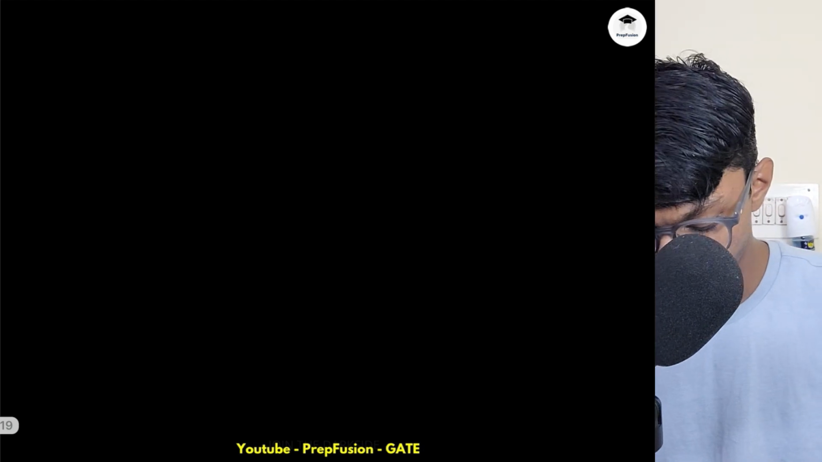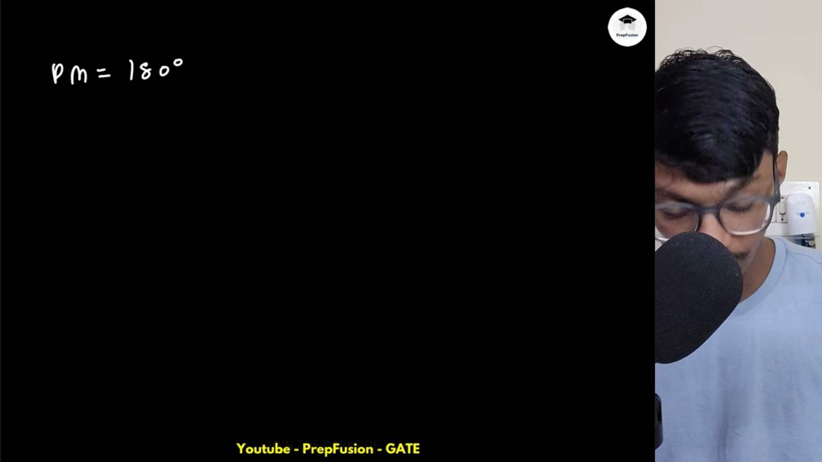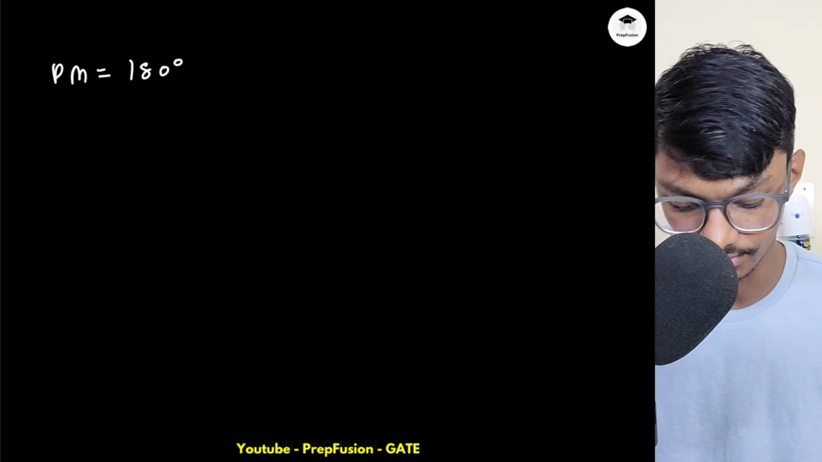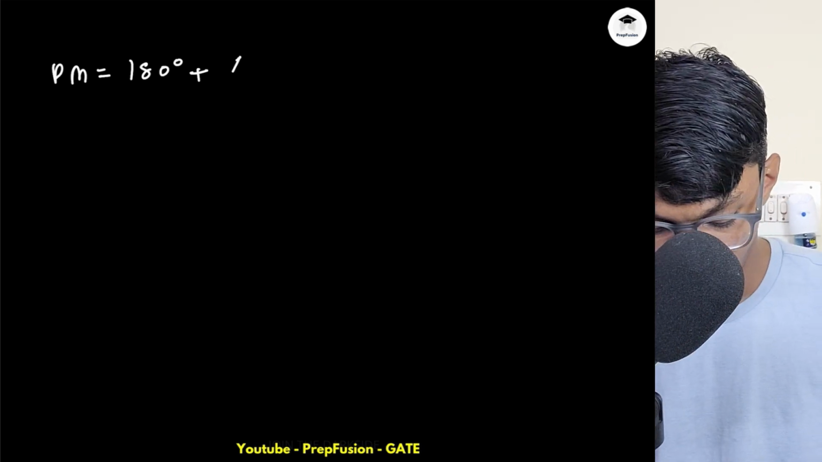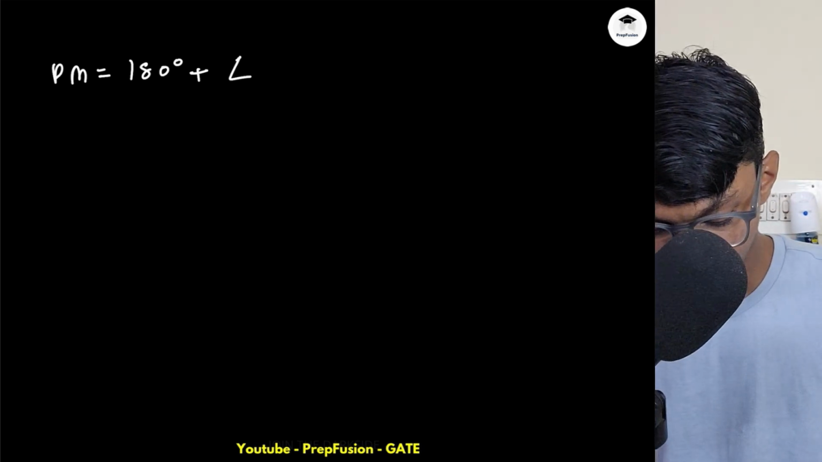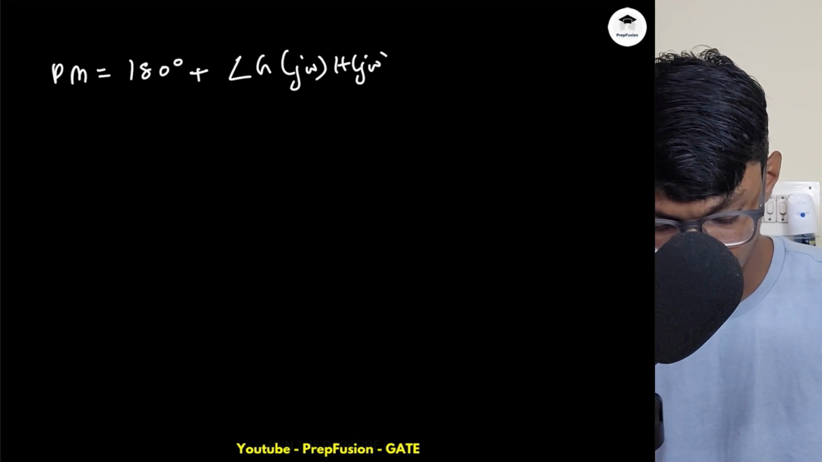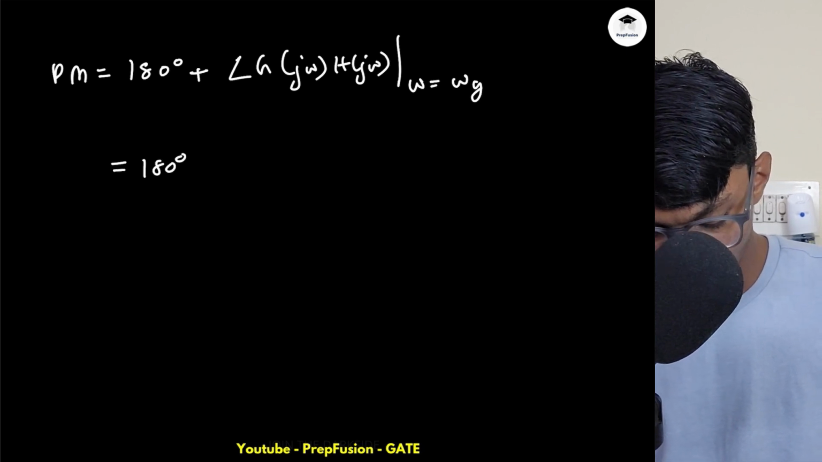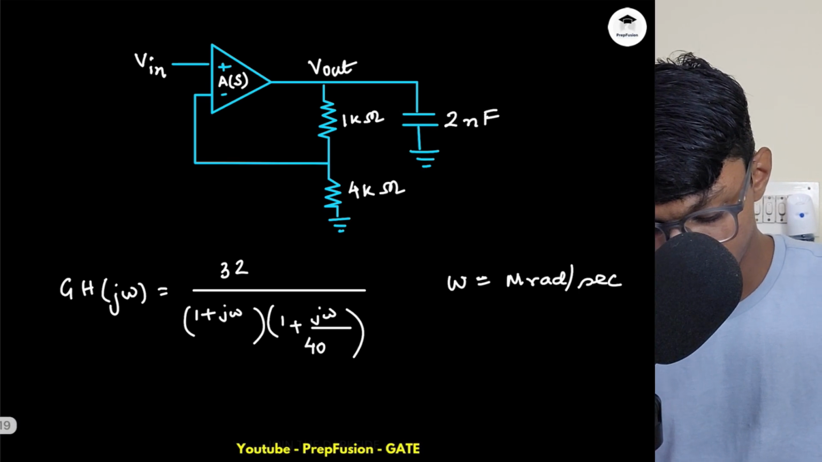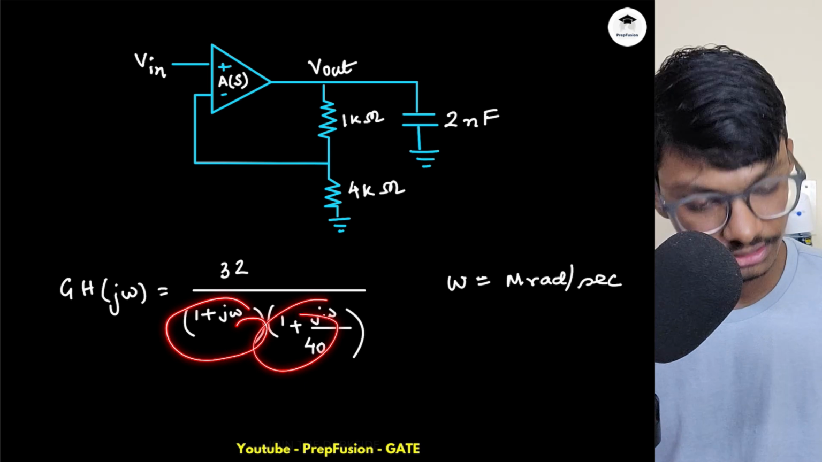The phase margin. So phase margin is simply 180 plus, now why does 180 get added and all the reasons, I've explained in my lecture, so you watch the lectures. Angle of g of j omega, h of j omega at omega equals omega g. So this is 180, and what is g of j omega? This 32 is insignificant, so these are in tan inverse format.